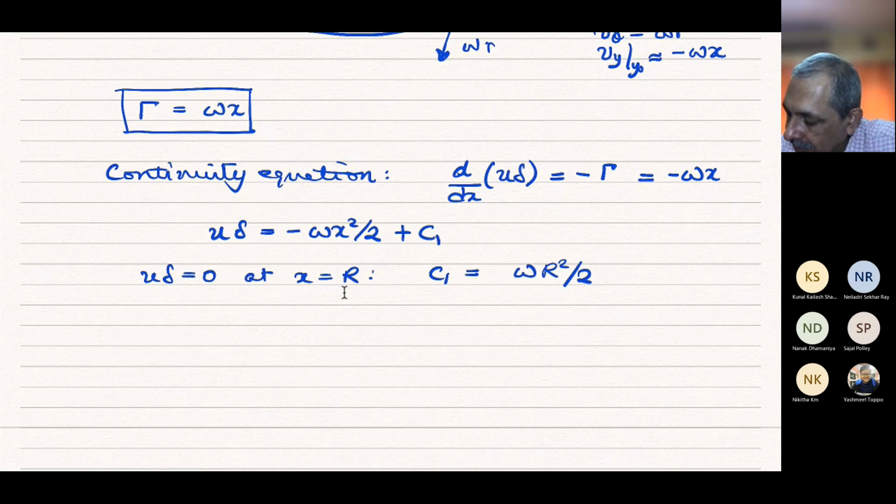And so this gives us a very nice result, that the flux in the flowing layer is actually parabolic, and it's just given by omega by 2 into r squared minus x squared.